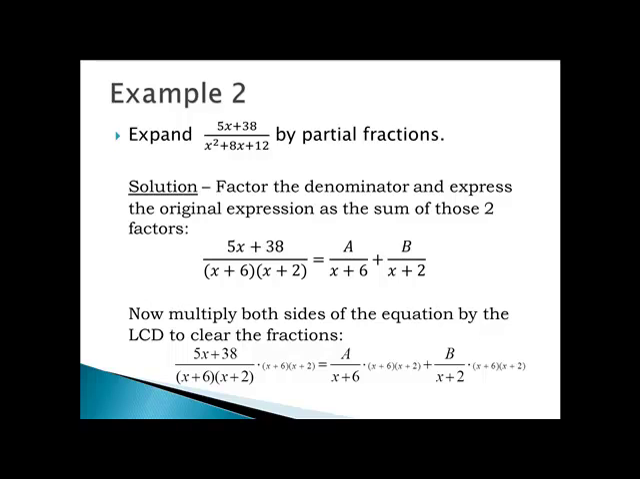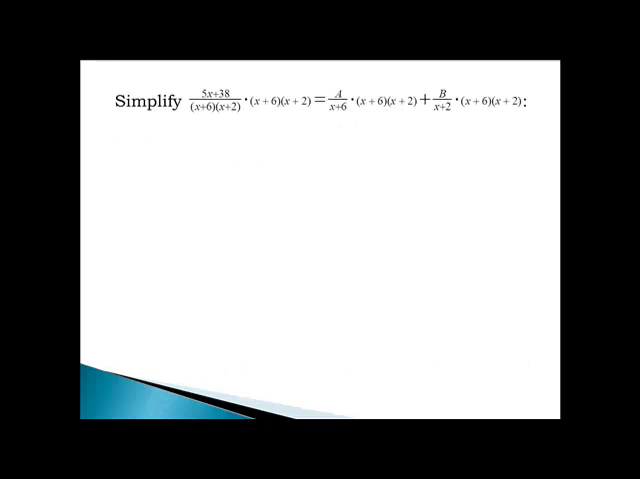I'll multiply both sides of the equation by the least common denominator. In this case, it's the product of x plus 6 and x plus 2. I'll need to simplify this new expression. On the left, I'm able to cancel factors of x plus 6 times x plus 2. The first term on the right, I'm able to cancel factors of x plus 6, and in the second term on the right, I'm able to cancel the factor of x plus 2.